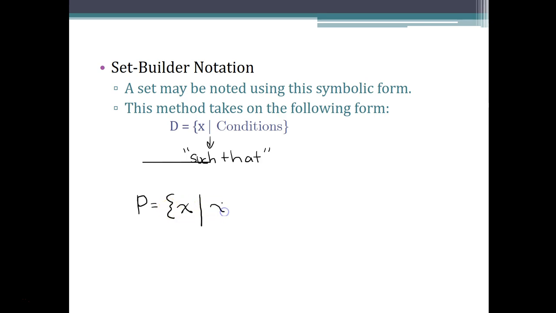I'm going to write x. So x stands in for all the elements. You know those elements we just wrote out earlier in roster form? 2, 4, 6, 8, 10, 12, 14, 16, 18. X is standing in for those instead of writing them all out. We're going to write such that x is an element of the natural numbers. This means x is an element of the natural numbers.